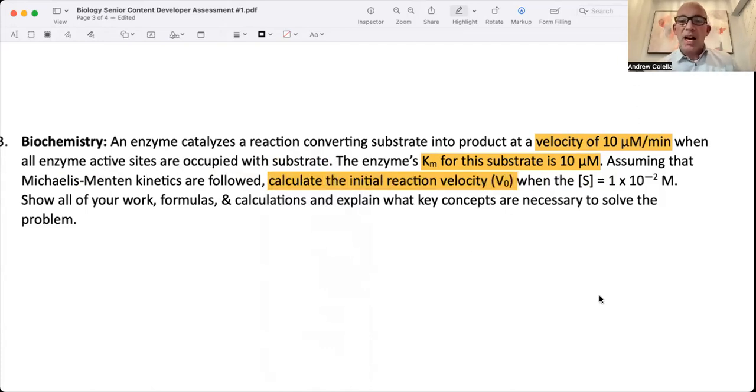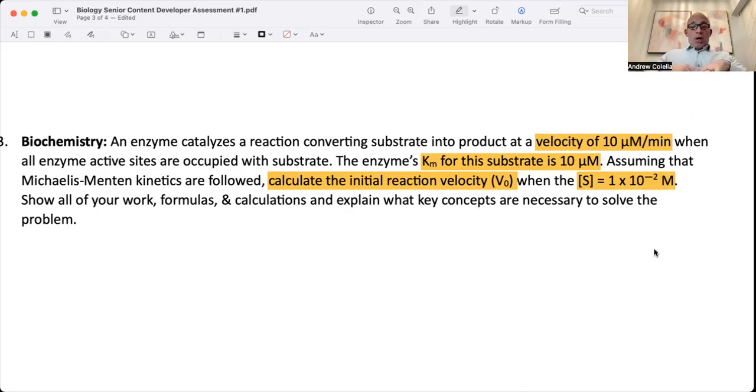All good. When the concentration of the substrate, that's what these little brackets mean. Whenever you see the brackets, it's a reference to concentration, and the S is going to be for our substrate, is 10 to the minus 2 moles. Show all of your work, formulas, calculations, and explain what key concepts are necessary to solve the problem. So right away, it's a lot to take on.